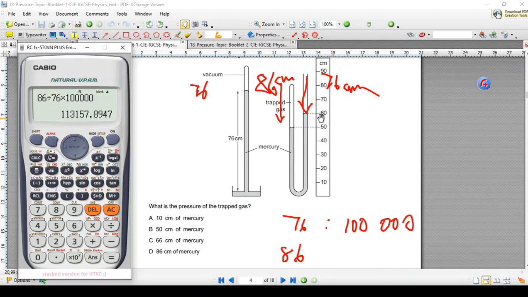So this 10 centimeters is the difference. The air pressure is 76 centimeters. If we convert it to Pascal, it's 100,000. So this one has more than 100,000, and we can also alternatively just calculate what 10 centimeters would be. So if I say 10 divided by 76 times 100,000, we see that the trapped gas has 13,157 Pascal more than atmospheric pressure. So we can also calculate the difference using the 10.